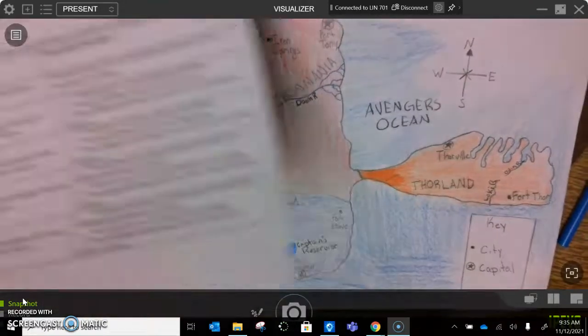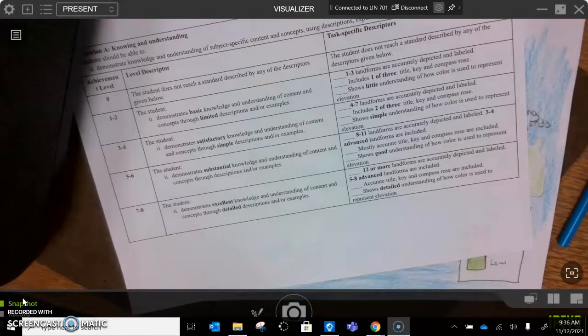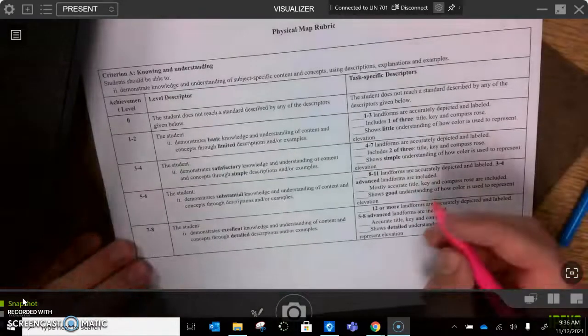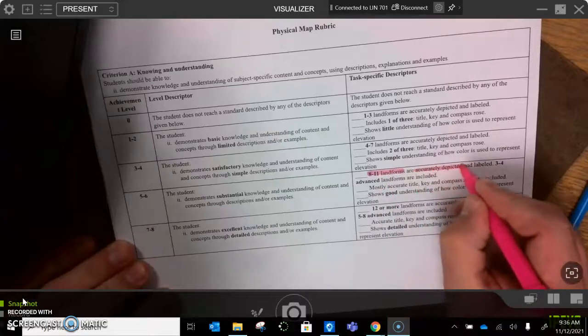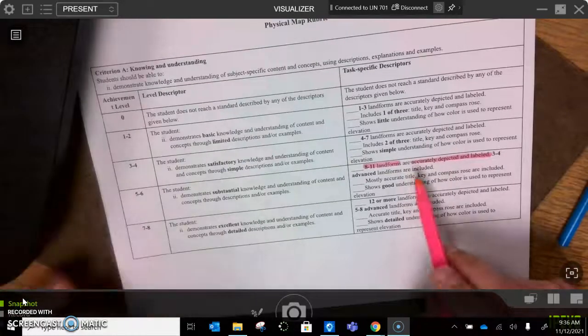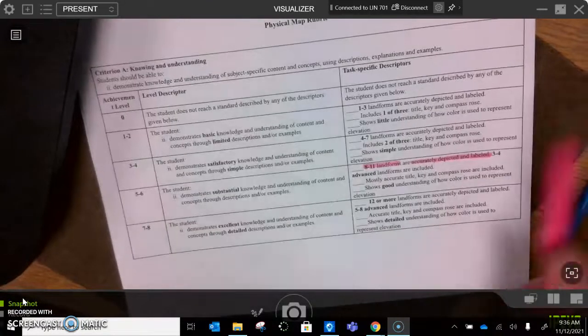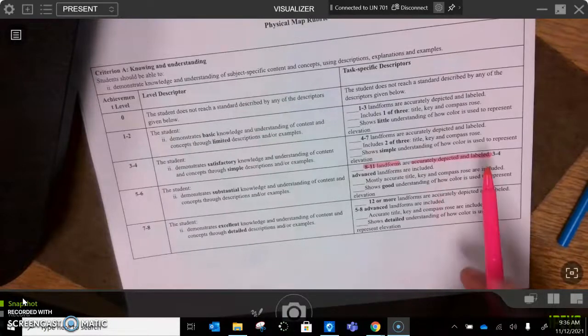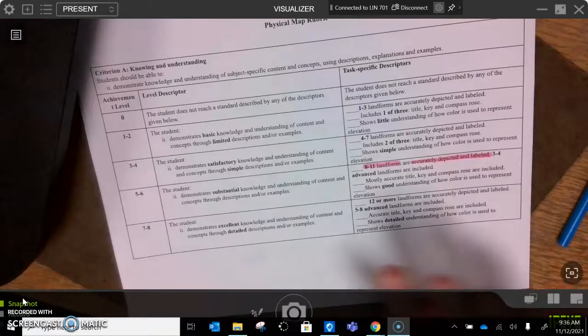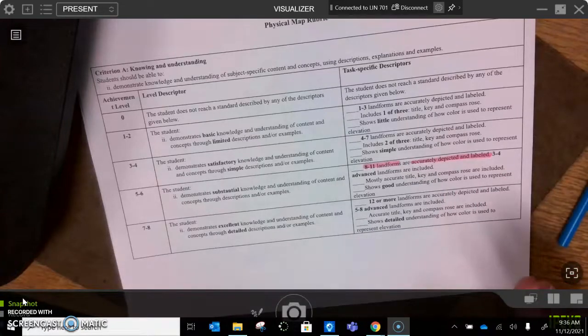Moving on. Here is my physical map rubric. So when I look at the physical map rubric, the things that we're looking for: 8 to 11 landforms accurately depicted and labeled. That means that they are accurately shown on there, that they look correct, they are drawn correctly, and they are labeled. If they are not labeled, you cannot get points for them. I don't care how many mountains you have. If you don't label them, you don't get any points for your mountains. I'll show you on mine what that looks like.